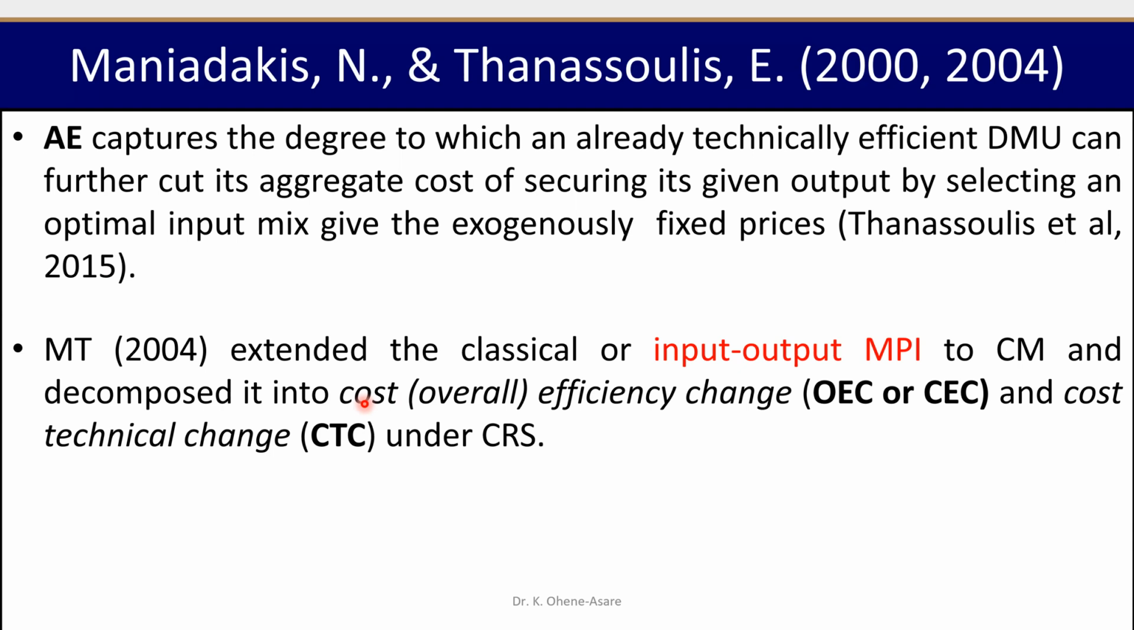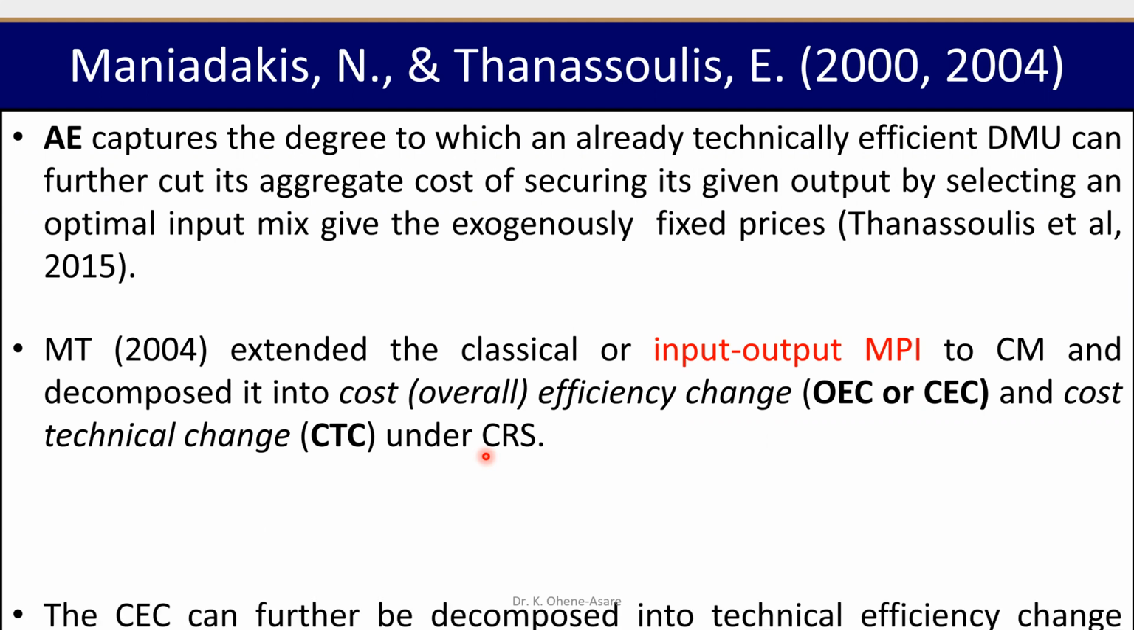What Maniadakis and Thanassoulis did is that they did their work under the assumption of constant returns to scale. Note that with constant returns to scale, they assume that all firms are operating at the same optimal scale size. However, we know that financial constraints, oligopolistic and monopolistic competition and other things, leverage, capital structure, minimum requirement regulations, all of this can make firms not operate at the same optimal scale size.